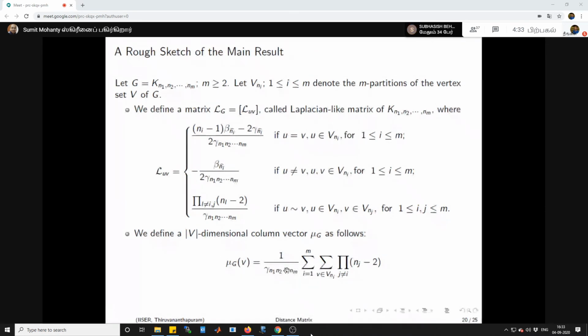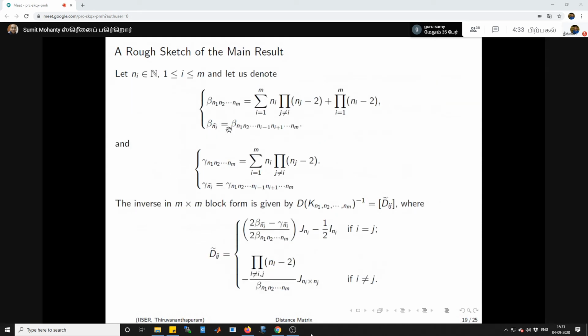This looks like a very complicated sum, but it is not, because any vertex corresponds to only one partition, so this sum only contributes once. To write it in a proper way you have to use this notation, but basically it depends on which component the vertex belongs to. It's not that complicated, and this gamma is exactly what we have defined here, beta and gamma here.